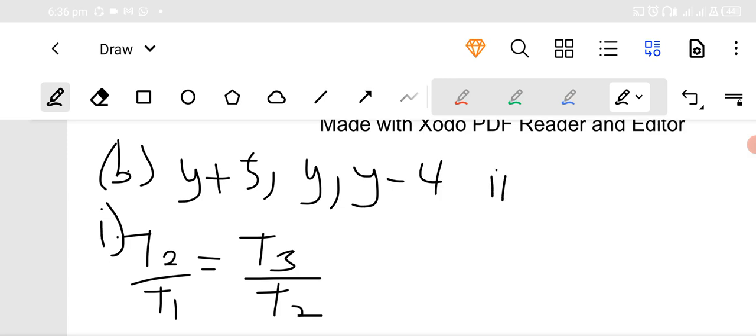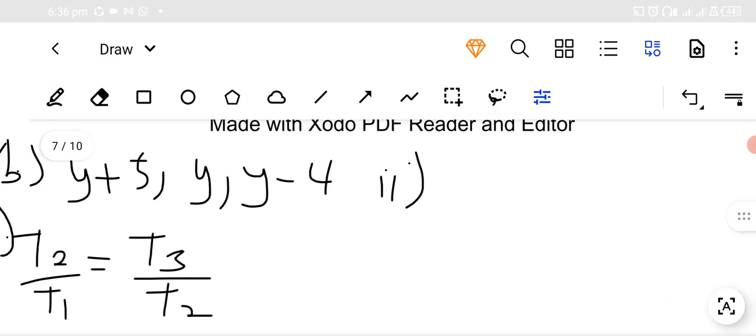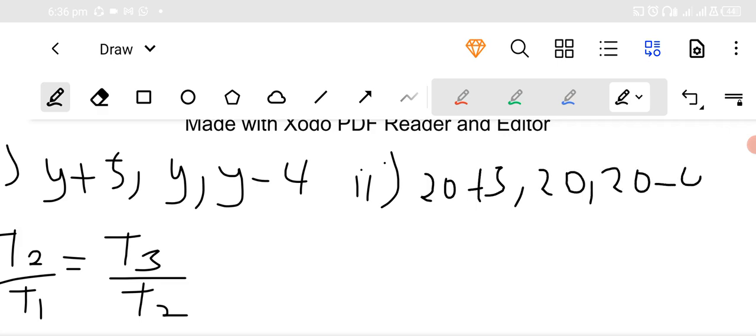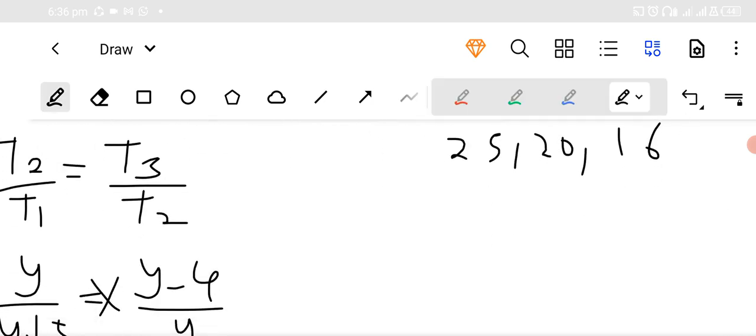Then the second part will be 20 plus 5, comma, 20, comma, 20 minus 4. 20 plus 5 is 25, comma, 20, comma, 16. So you can pick any of them. I'm going to pick the second and the first term. R is equal to that.